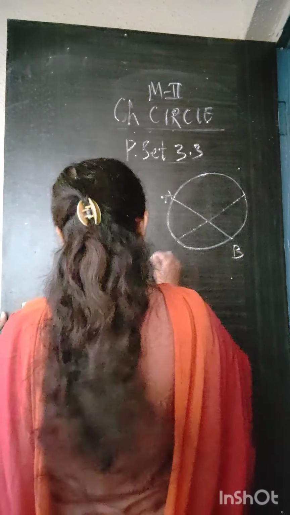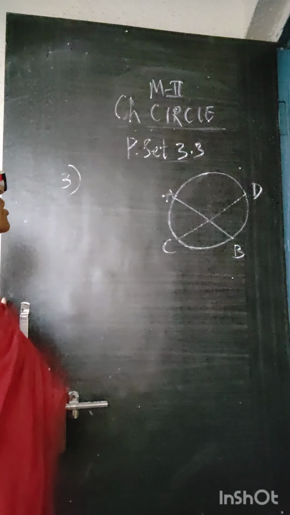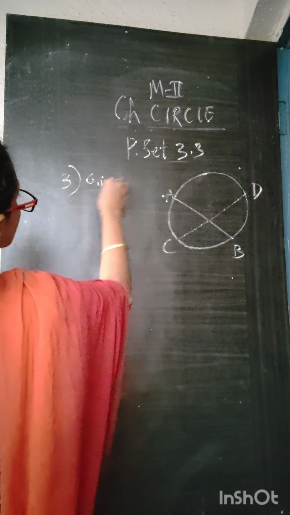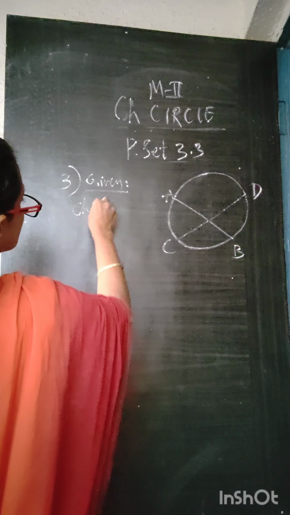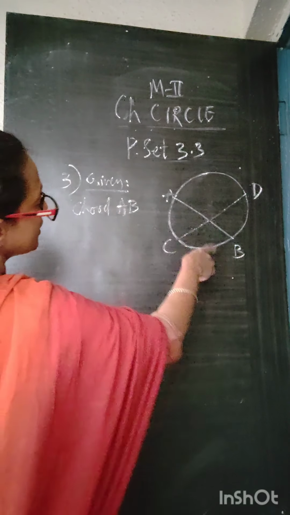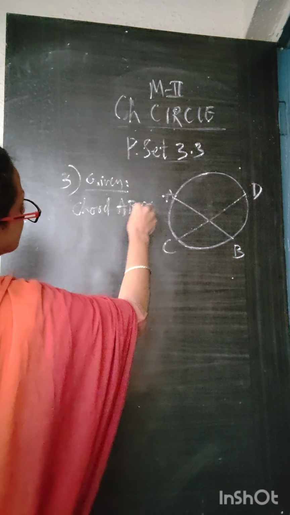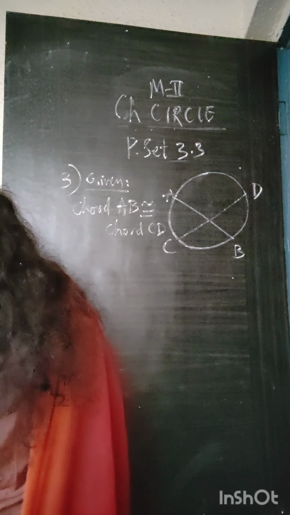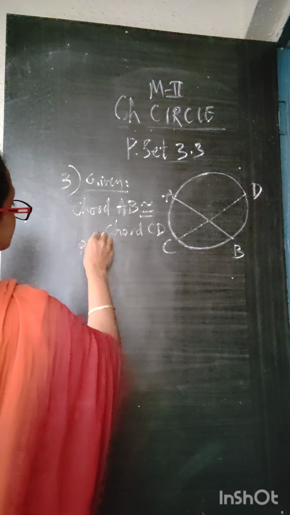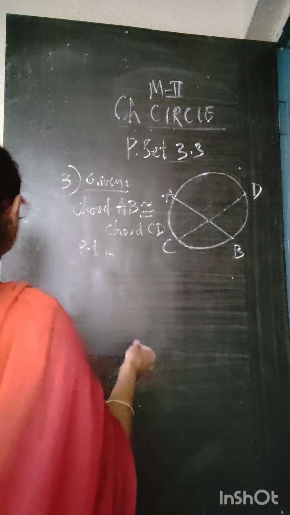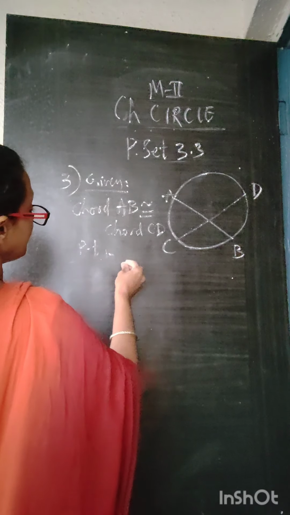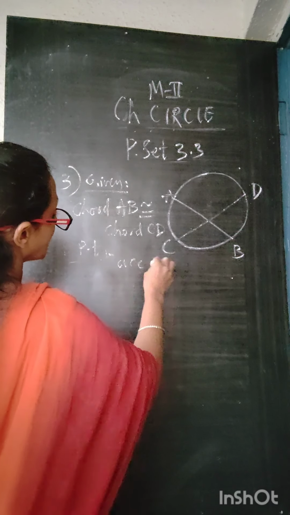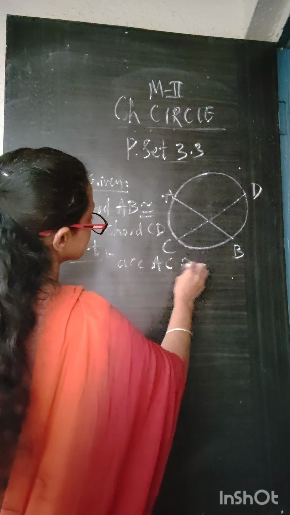So this is the chord CD. What is given in the problem? That chord AB is congruent to chord CD. This is given. What we have to prove is that arc AC is congruent to arc BD.